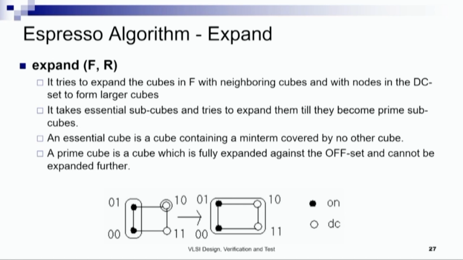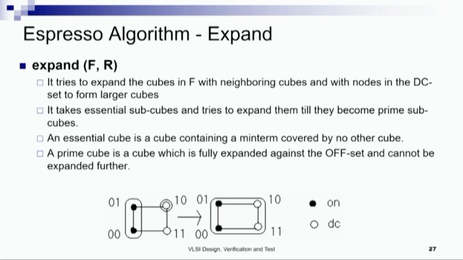It takes one cube in F and tries to expand in a certain direction until no further expansion is possible. And how can it expand? By using either one terms or don't care terms in a given direction. When no further expansion in one direction is possible, it will try to expand in another direction. Now, how does it try to expand? It takes essential subcubes and tries to expand them till they become prime subcubes.